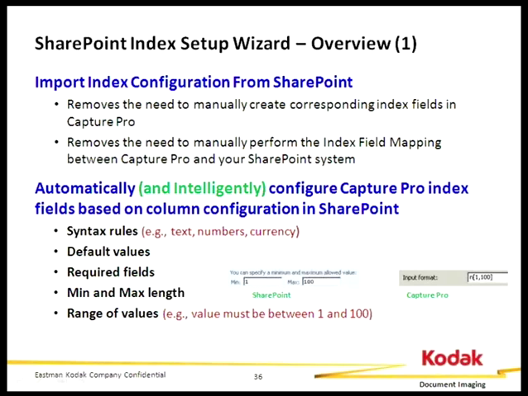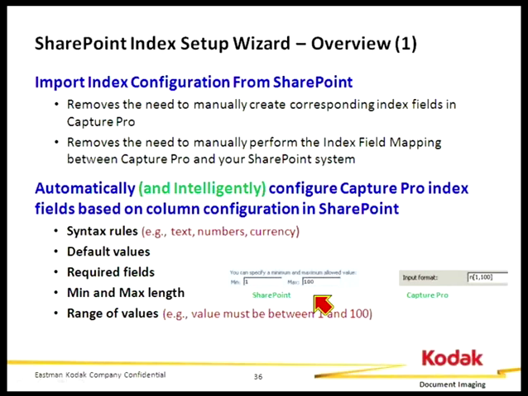If there are default values in a SharePoint index field, we can bring those default values over to Capture Pro. If the field's required in SharePoint, we can make sure it's required in Capture Pro. If there's a minimum and maximum length of the index field, we can bring that over to Capture Pro. And even if there's a range of values, in other words, the value can only be between 1 and 100, when we create the index field in Capture Pro, we'll configure the input format in the syntax that we use to make sure that value can only be between 1 and 100.